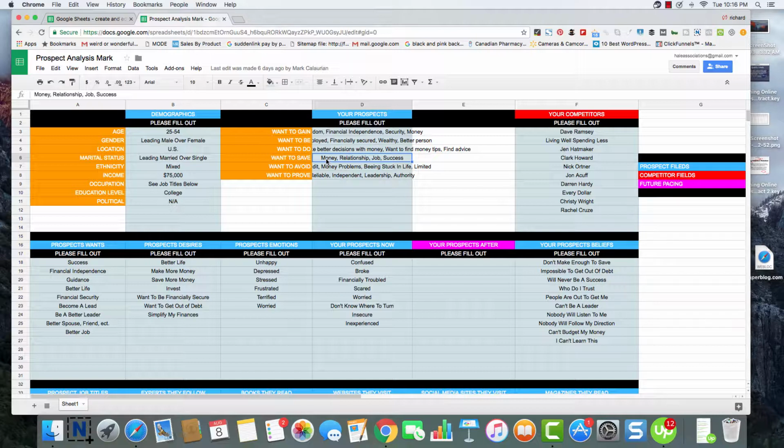Why do they want to save relationships? Because they're having financial issues. When you're having money problems with your spouse, life can be tough, especially if you have kids and you're living paycheck to paycheck. It can be very, very stressful. That's why a lot of them are depressed, stressed, terrified, worried. That's always on their mind. So they want to save maybe their current job, or they want to be successful. They've felt like they failed and they want to be successful.